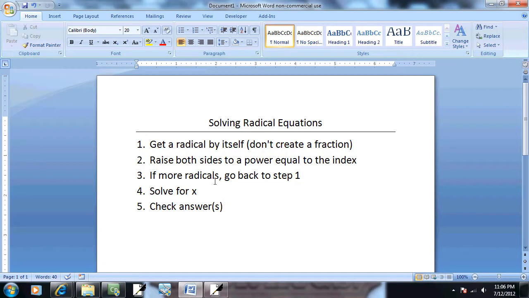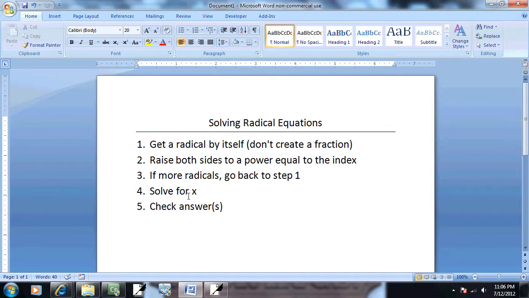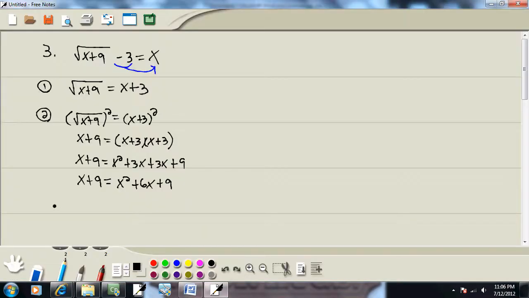Now step 3, if more radicals, go back to step number 1. We don't have any more radicals. Step 4, solve for x. On this particular problem, we have an x squared. So we want to get everything over on one side, 0 on the other. Hopefully it factors. If not, we could use the quadratic formula. So I'm going to take the x plus 9 and move them over to the right side. And again, when you move anything across the equals, the sign changes. So the x becomes a negative x. And the 9 becomes a negative 9.